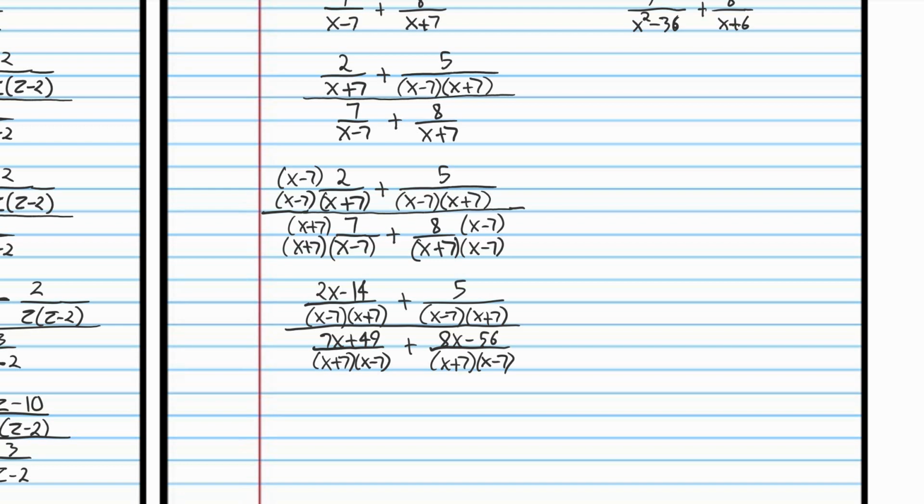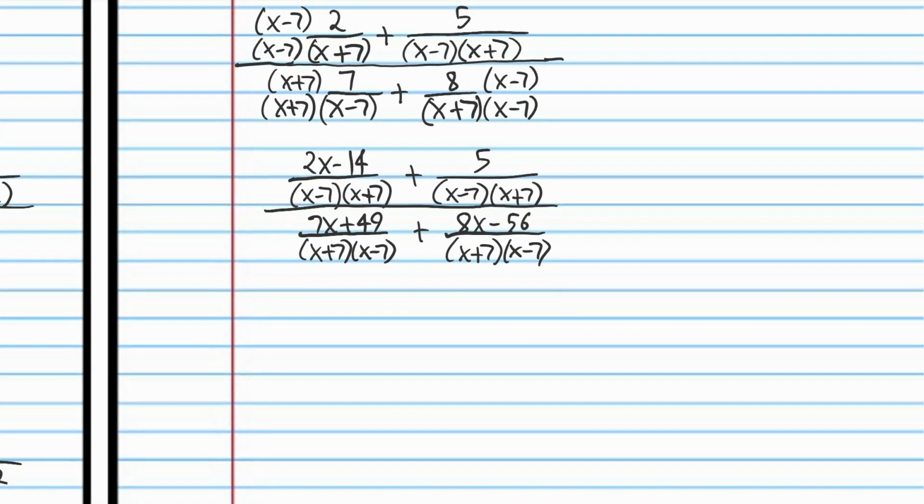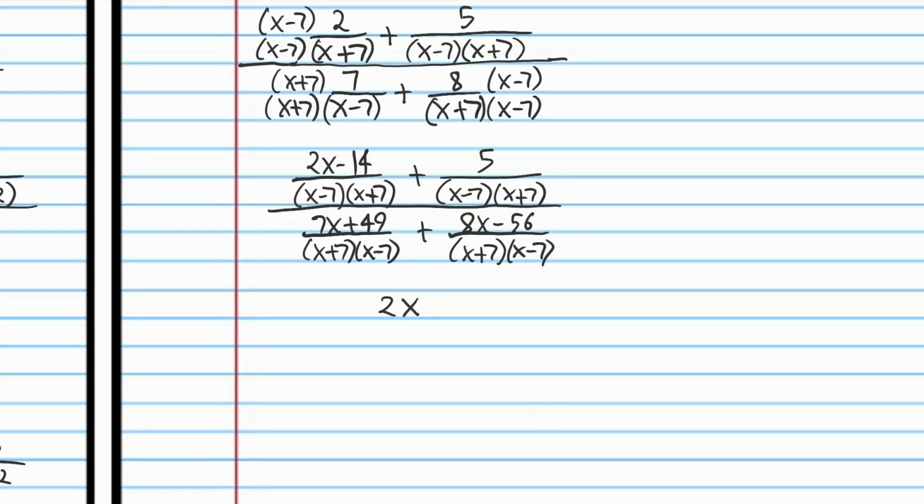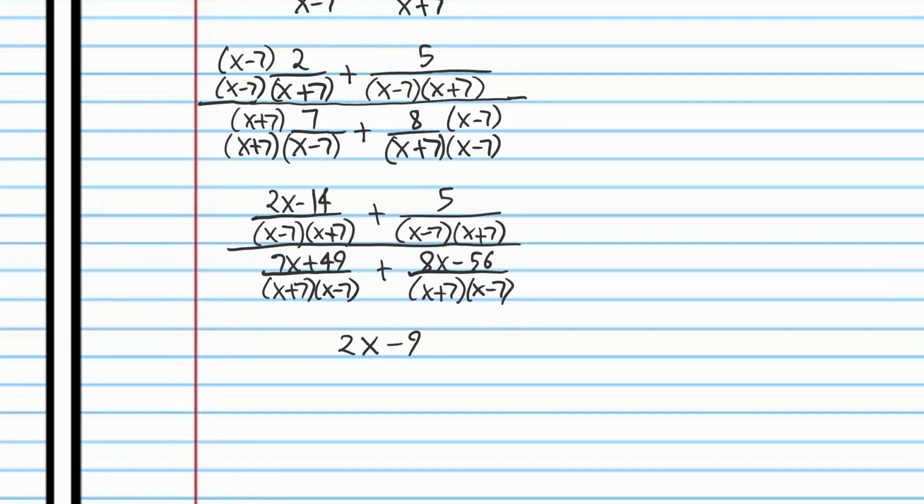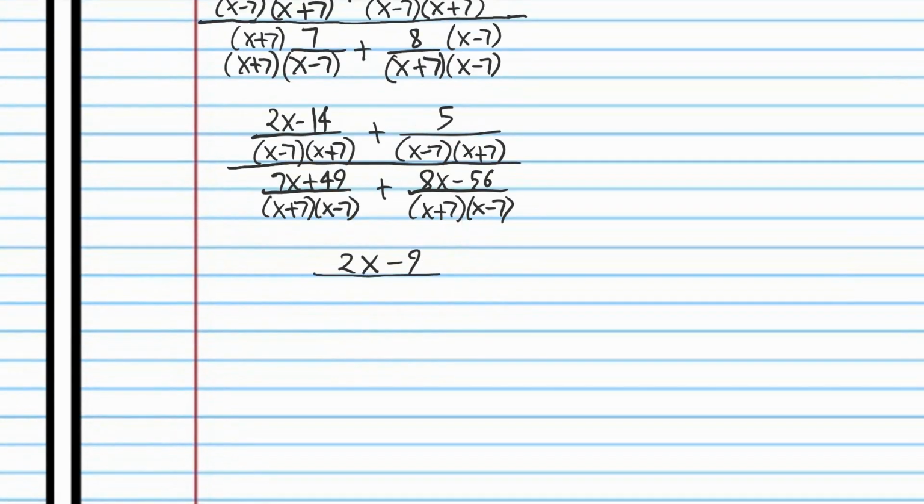Remember, in algebra, if you make one mistake, the answer is going to be wrong. So now we have common denominators in the top and the bottom. So we can combine the top. 2x minus 14 plus 5 is 2x minus 9.